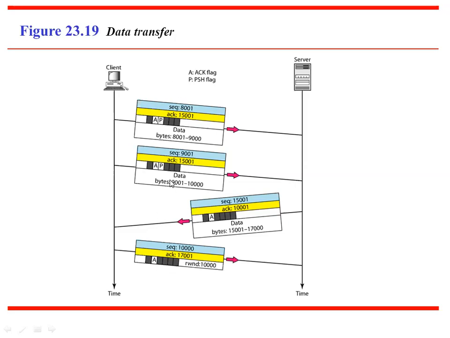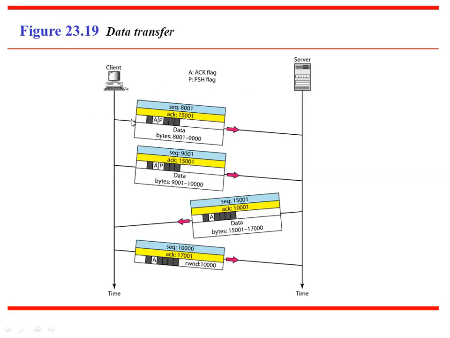Now you can see here there is one more flag that was set in this example. This is called the push flag. P here is the push flag. The push flag is used whenever the two processes are communicating some data which has to be given to the application process as soon as possible on the receiving side.